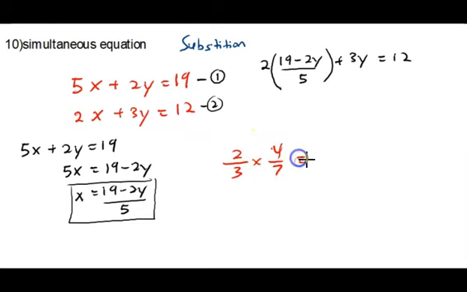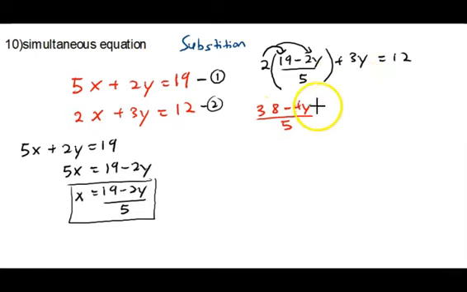Now over here, how do we multiply this? We are going to multiply in this way, right? So that is the concept. So it's like 8 over 21. So we are going to multiply only at the upper position over here. So we will have 38 minus 4y over 5.